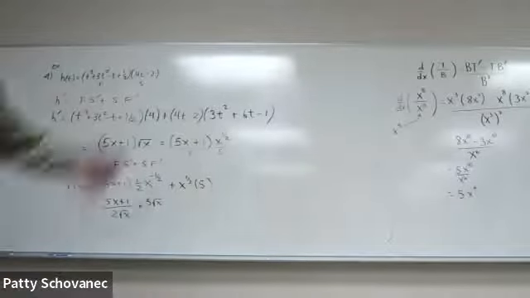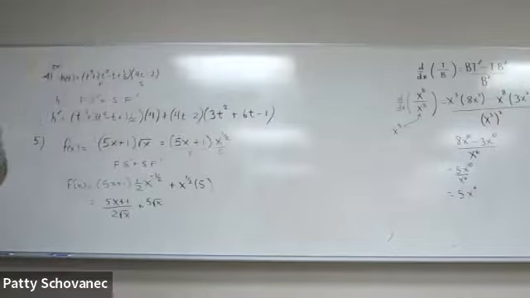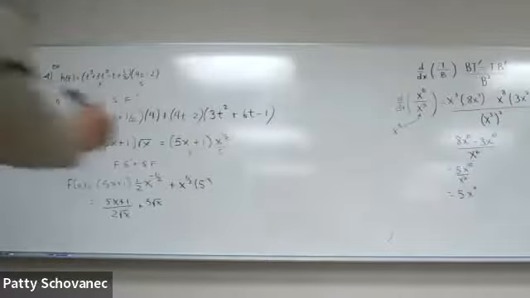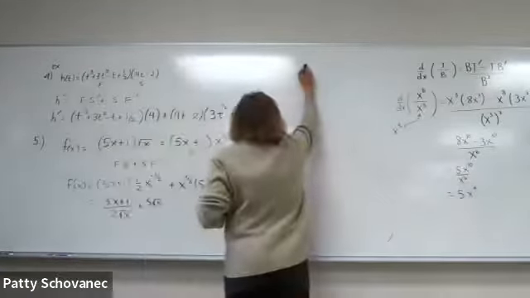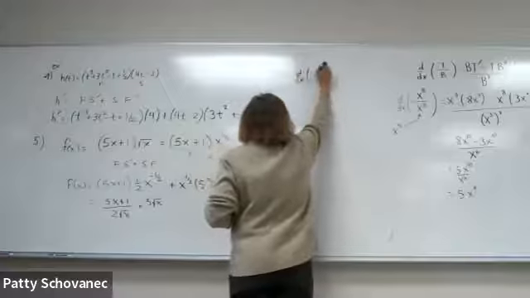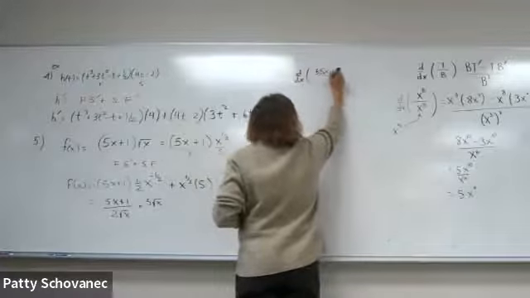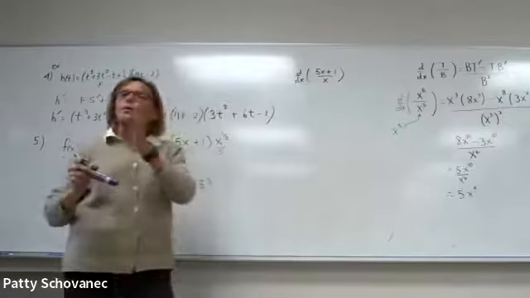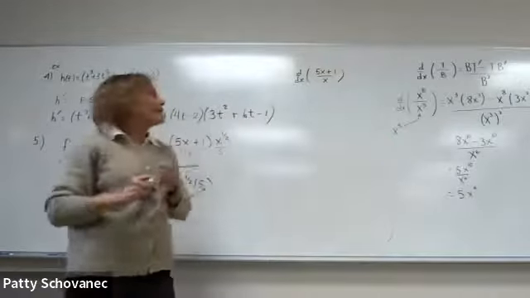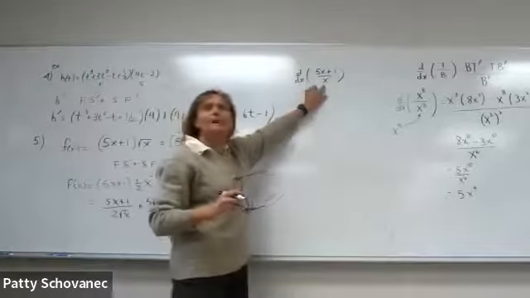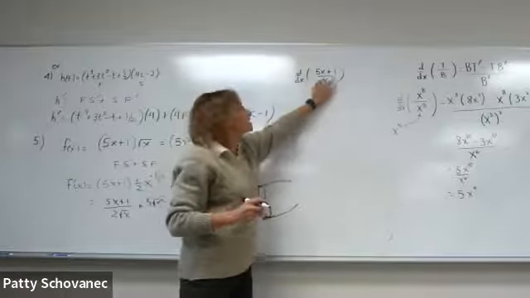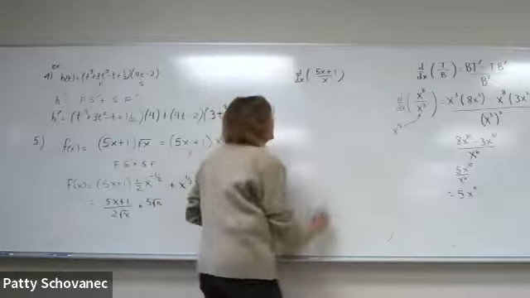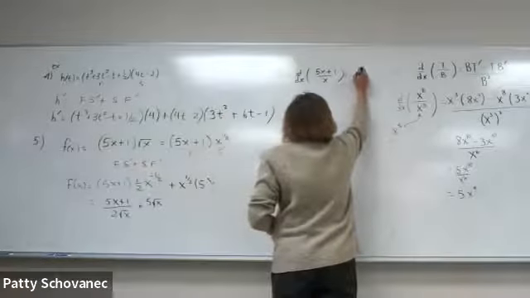So I think we got time to do a couple more. Maybe one more. Depends on how slow you guys go. We have 5x plus 1 all over x. I'm going to show you two different ways to do it. One way is, of course, with the quotient rule. But if you just have a single term in the denominator, you can break this up into two separate fractions. And you can avoid the quotient rule.